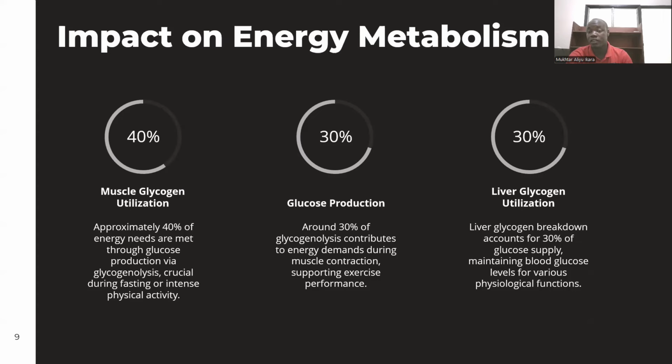And of course, in liver glycogen utilization, liver glycogen breakdown accounts for 30% of the glucose supply, maintaining blood glucose level for various physiological functions. That is why we say glycogenolysis in the liver is meant for maintaining blood glucose level, and that of the muscles is for energy generation, specifically for the muscles.